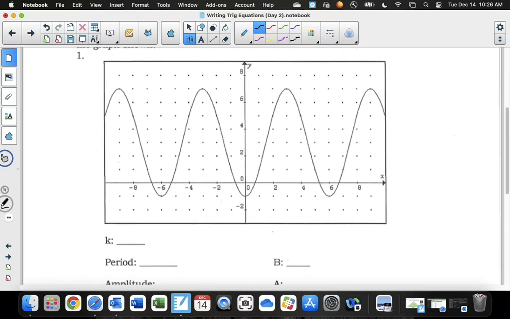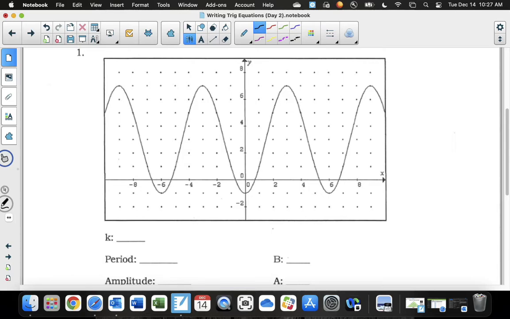So just like I said, we've been using A, B, C, and D because that's what the book uses. Okay? We've been using the term phase shift because that's what the book uses. It's really just horizontal shift. All right, let's take a look here. We're going to do the first two together, and then the other four will be your assignment for tonight.